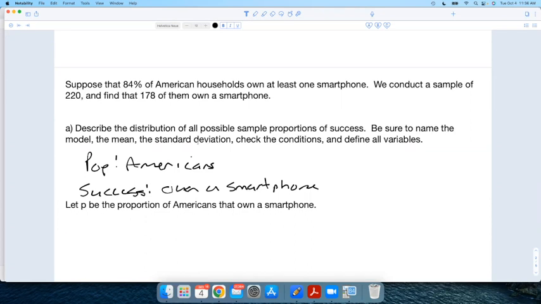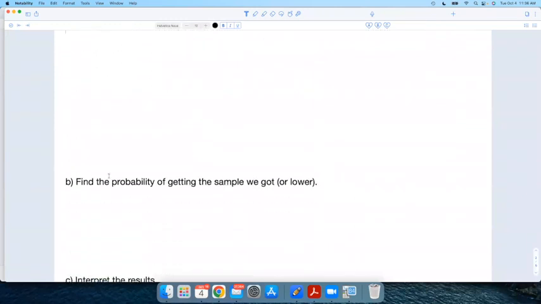Okay, now they want us to describe the model. That means we're supposed to check all the conditions. I'm going to skip checking the conditions. You know why? Because they're asking me to calculate a probability. I can't find a probability if I don't meet the conditions. So let's just assume we meet the conditions.